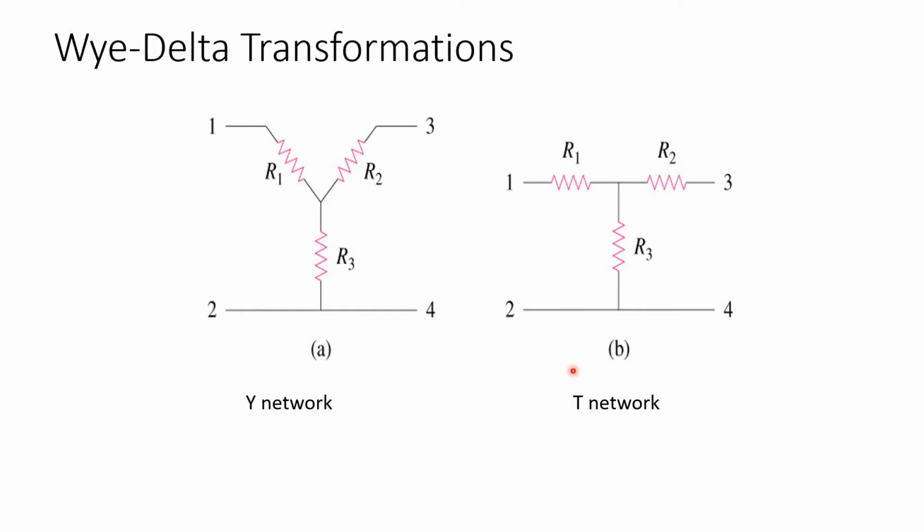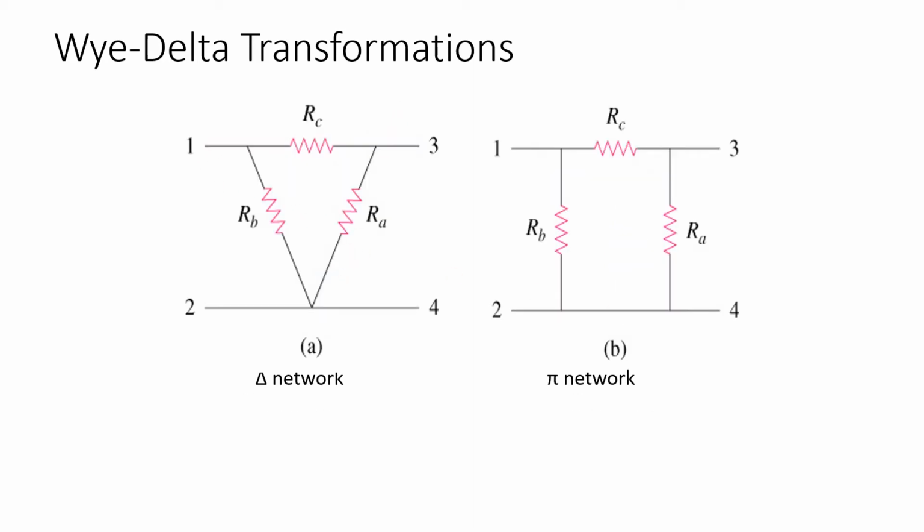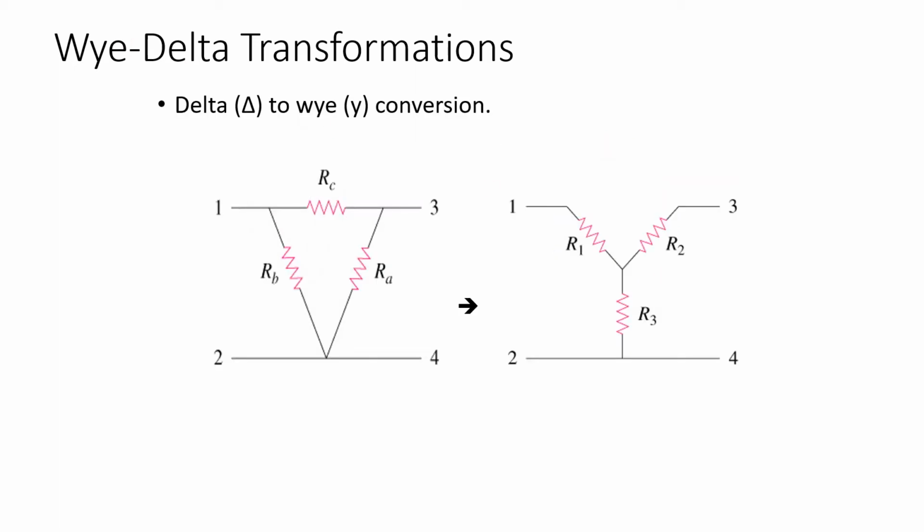These are the representations of a Y network. This is basically the Y network. It is also called a T network, in which we have a T-shaped circuit, and here we have a Y-type circuit. In the delta combination, the resistors are connected in such a way that they form the shape of a delta, which is also known as a pi network, similar to the shape of the pi. In today's lecture, we will discuss how we can convert this delta to a Y network and this Y network to a delta network.